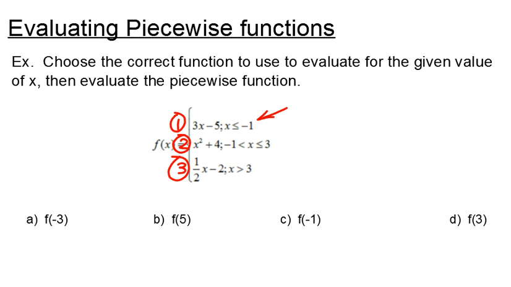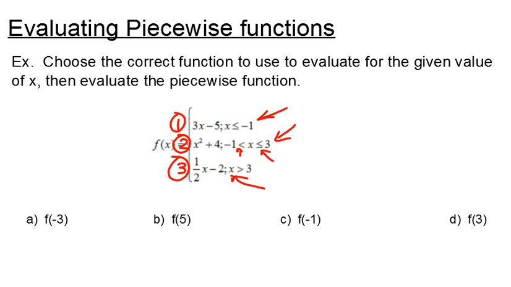I use the second piece whenever I have an x between negative 1 and 3, including the 3, but not including the negative 1. And then lastly, I use this third piece for any x value that's greater than 3. Okay? So, if I'm told to evaluate this piecewise function for f at negative 3, let's look at the first example, A. Well, that says I'm going to plug negative 3 in for x.